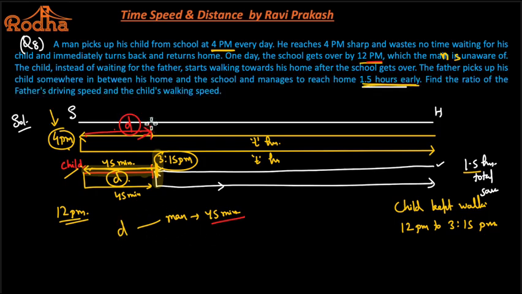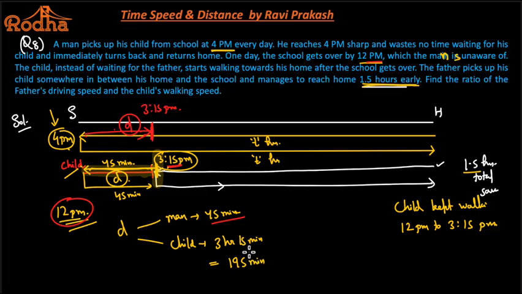Now the child reached this point at 3:15 p.m., so the father picked him up at 3:15 p.m., and the child started walking at 12 p.m. That means the same distance D is covered by the child in 3 hours 15 minutes, that is from 12 p.m. to 3:15 p.m., which is 195 minutes. So this distance D is covered by the man in 45 minutes and by the child in 195 minutes. So what is the ratio of father driving speed to child walking speed?